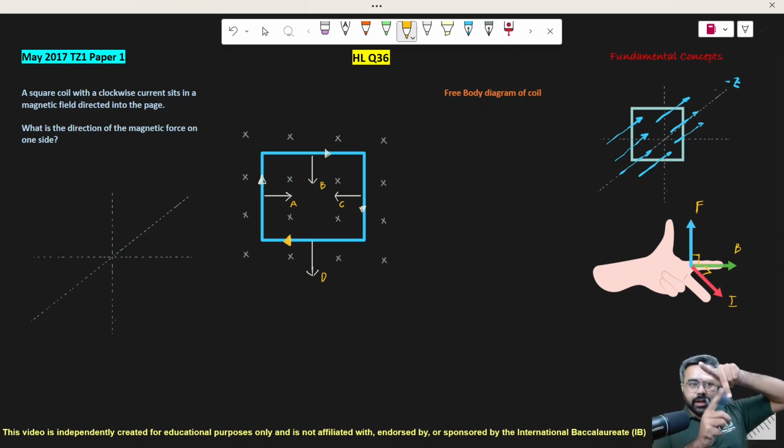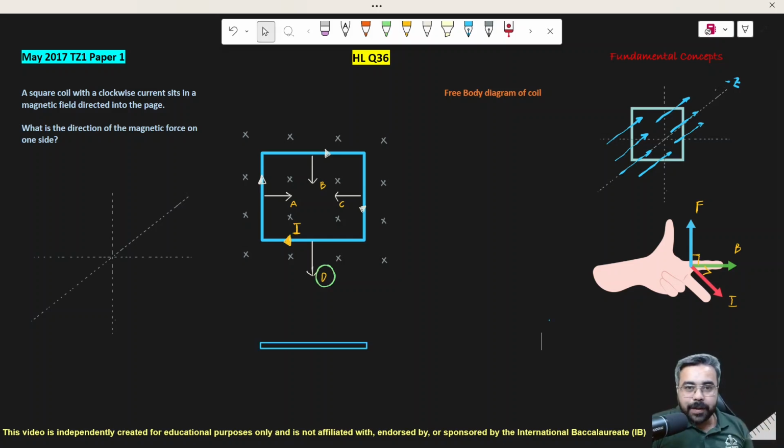You can align this finger, this is my left hand, this finger represents the direction of current, this represents the direction of the magnetic field which is going into the plane, and you can see my thumb is pointing downward, which clearly shows that the answer should be option D, which means the force exerted on this segment of the coil is downward.